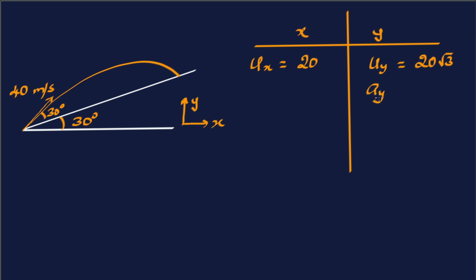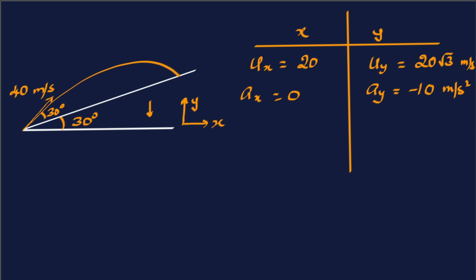And acceleration in the y direction is minus 9.8. We're going to take it as minus 10. Minus because we have taken y-axis pointing upwards and gravity acts downwards. So minus 10 meters per second squared. And acceleration in the x direction is 0 because the downward force of gravity has no horizontal component.